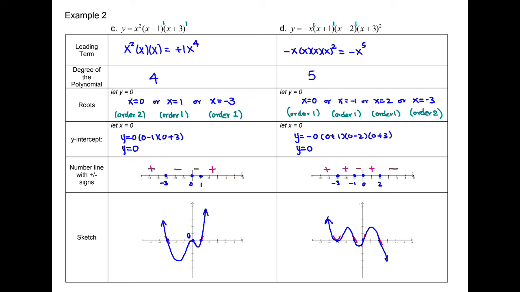Remember to label the y-intercept and use our degree of the polynomial to double check. Since the degree is a 5, it's an odd number, that means on the two ends of the number line, they should have opposite signs.